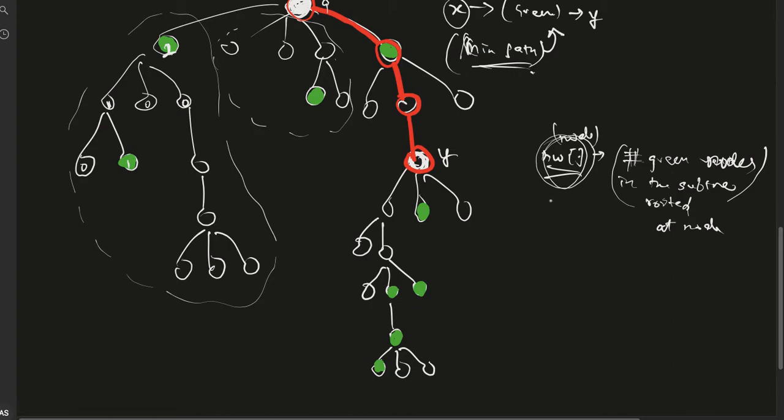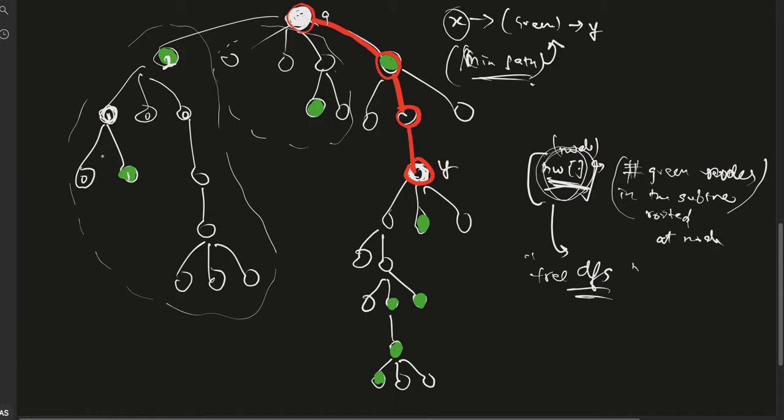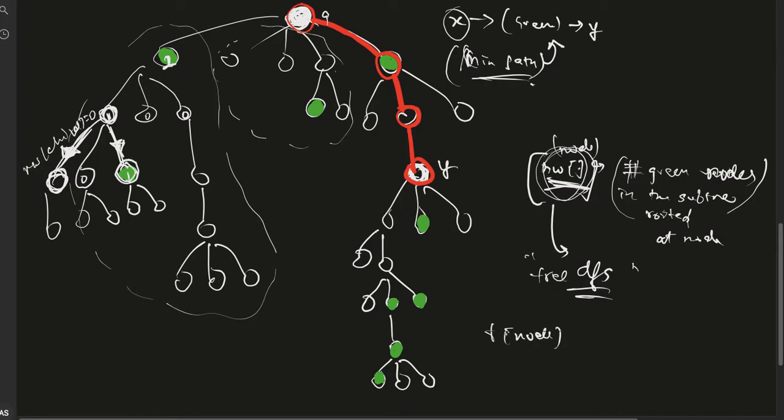Once we have this, we can populate this variable via a simple tree DFS. That is no big issue. Once we have populated this array, the next step is to calculate time. How do we calculate time? Let's say we are at this node, and these are the children. For every child, if nw of child is 0, that means we don't even need to visit that particular child. But if the nw child value is greater than 0, then we have to visit that child.